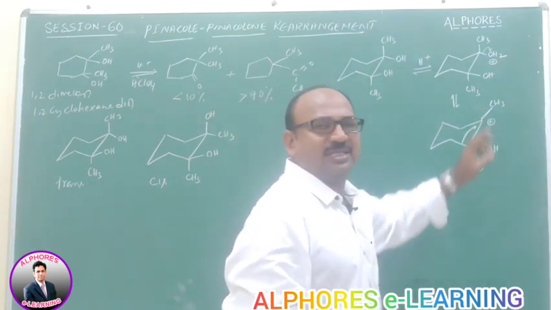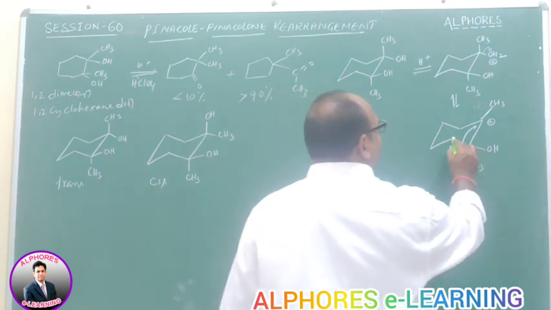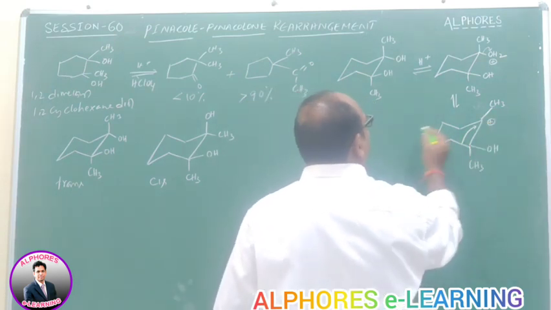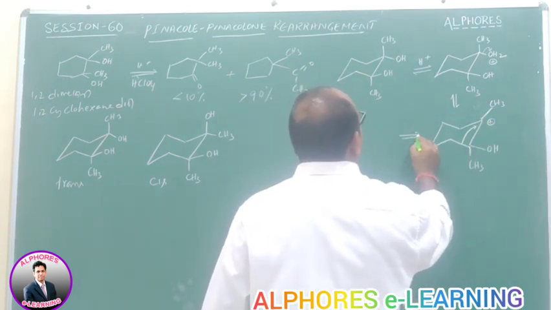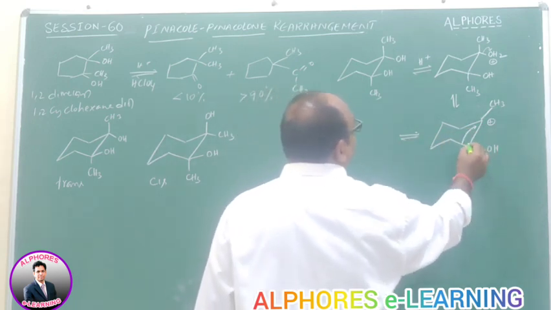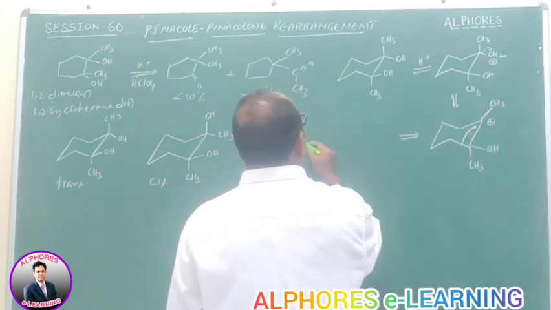Right now, the methylene group is going to migrate instead of methyl group migration. Here methyl group migration is highly difficult. That's why this C-C bond is going to migrate. As a result we get a 5-membered ring, and here we get a positive charge.